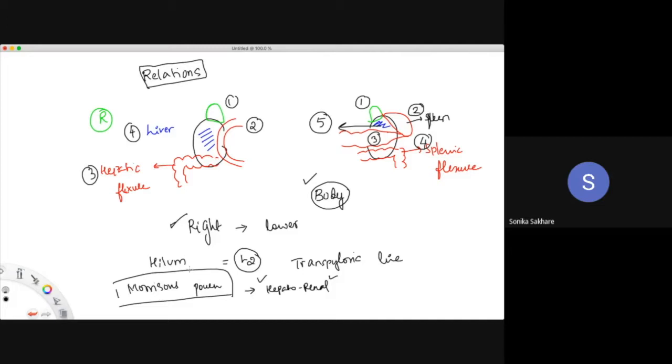That is the Morrison's pouch, and this happens to be the most dependent part when the person is lying down. So if you've done any abdominal surgeries, if there is any collection in the peritoneal cavity, it is more likely to be in this space when the patient is lying supine. You get it? So this will be the most dependent part.